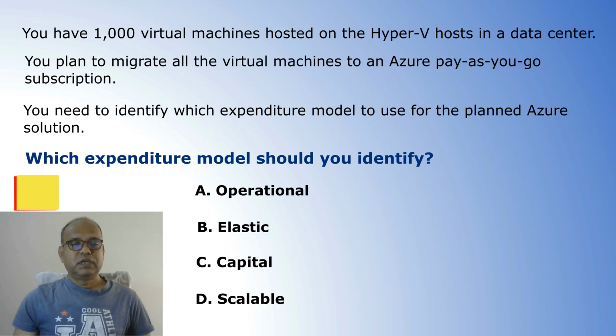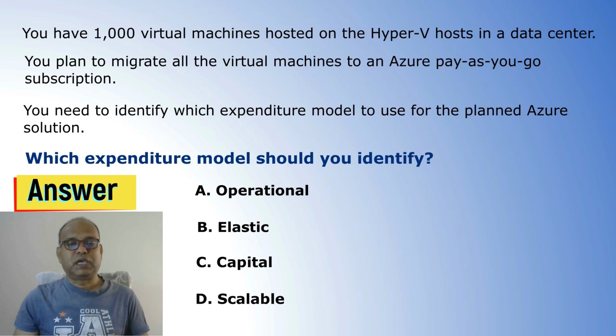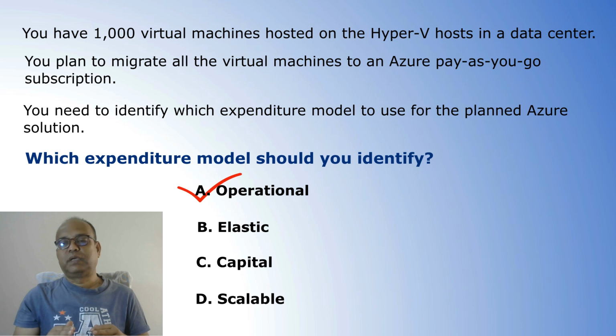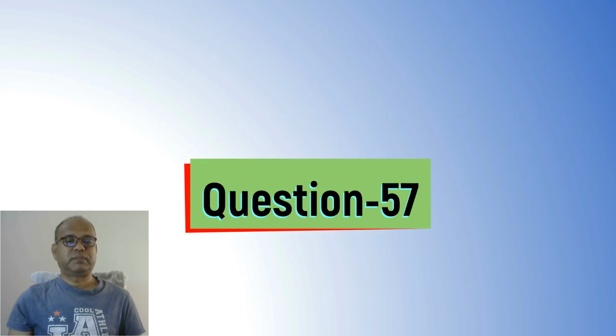Answer. In this question, elastic and scalable are not related to cost. The remaining options are operational and capital. Since all virtual machines are migrated to the cloud under the subscription of the pay-as-you-go pricing model, and we know that this kind of cost is called operating expenditure or OpEx. Therefore, the correct answer is option A. Move to the next question, question number 57.